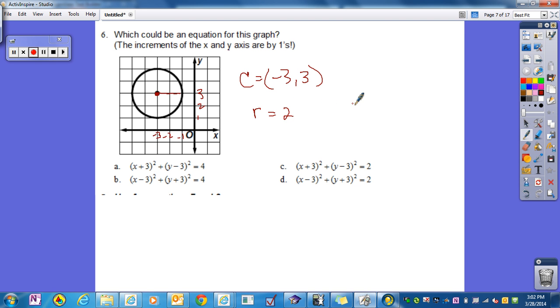Alright, but when you look at the equation of a circle, what goes with the x and with the y is the opposite of the center point. So since the x here is negative, in the equation it must be positive. So I can already eliminate b and I can eliminate d. Alright, so x plus 3 squared is the first part, and since your y value is positive 3, you must have y minus 3. So right now the only thing that I have to look at is what comes at the end. Well, in the equation, it equals r squared. My radius is 2, so I have to do 2 squared, which is 4, which gives me A.